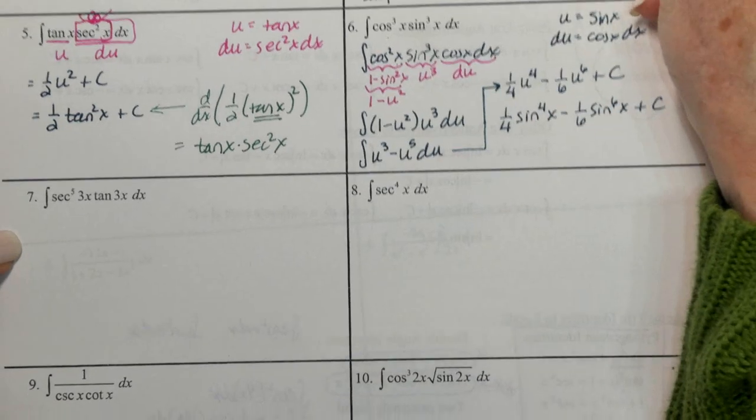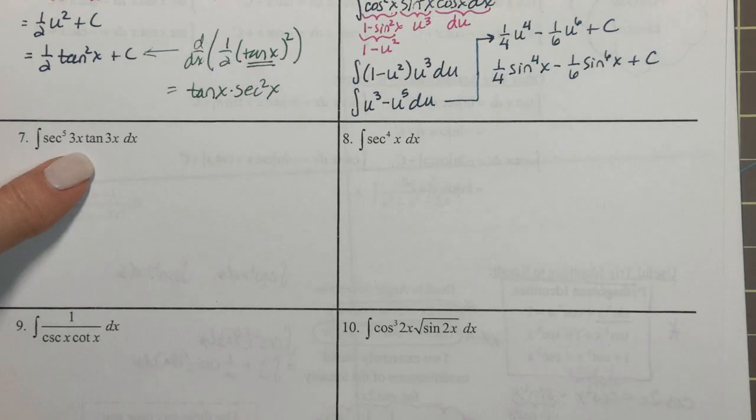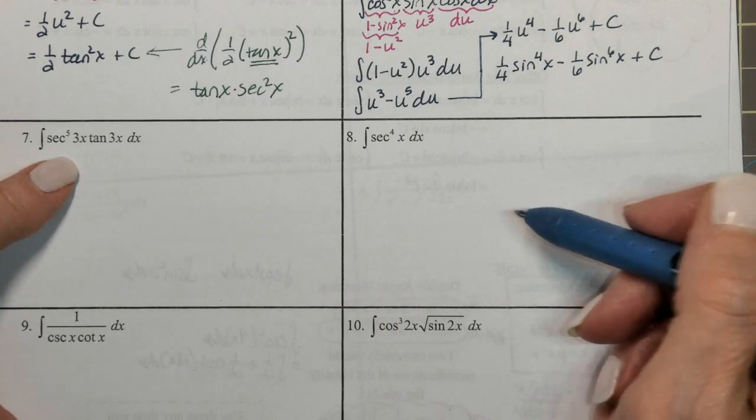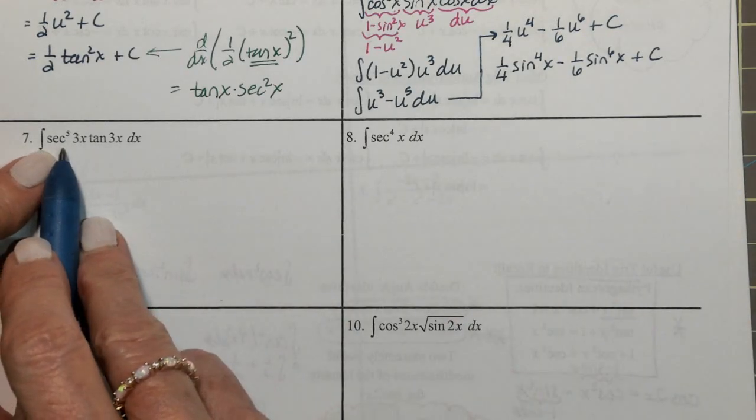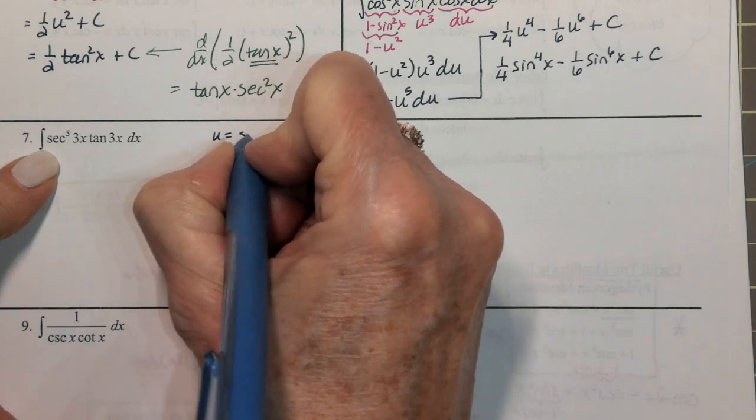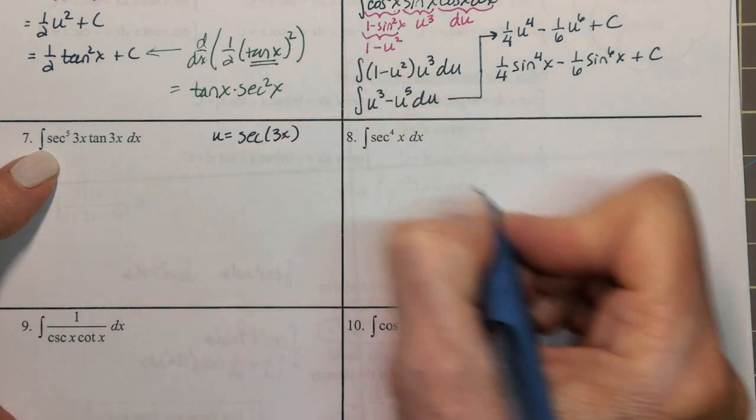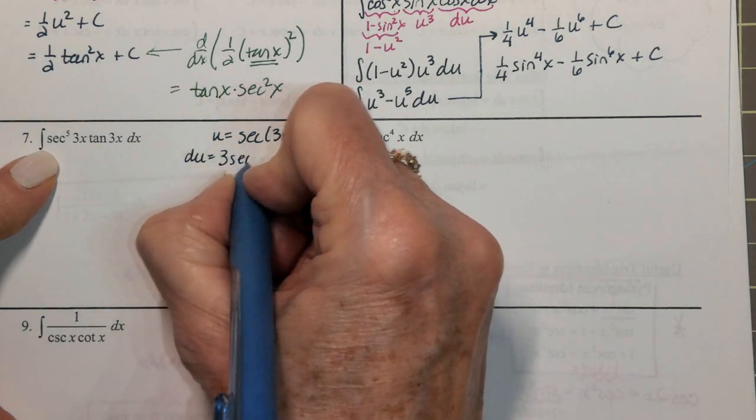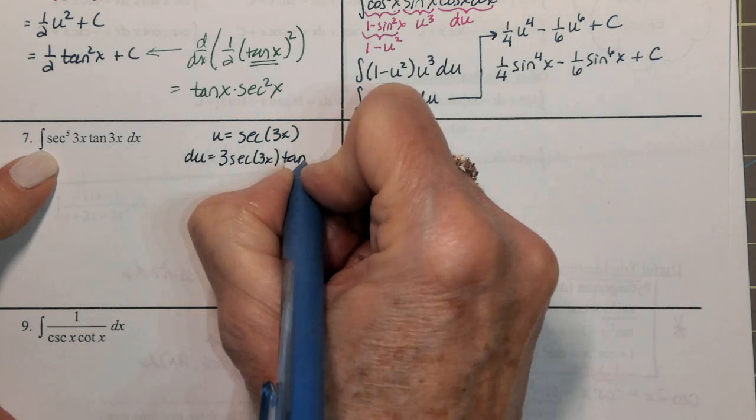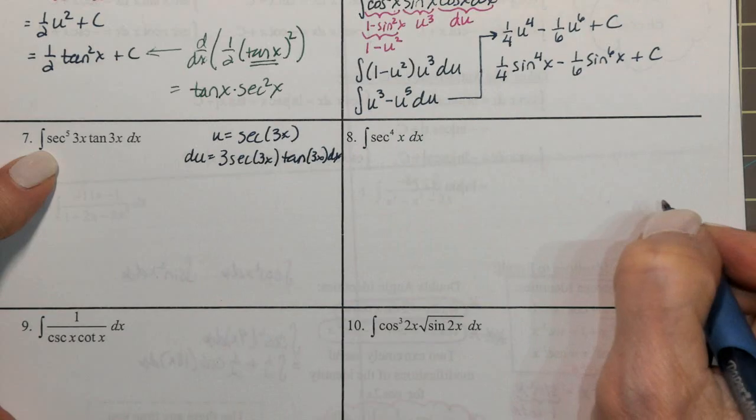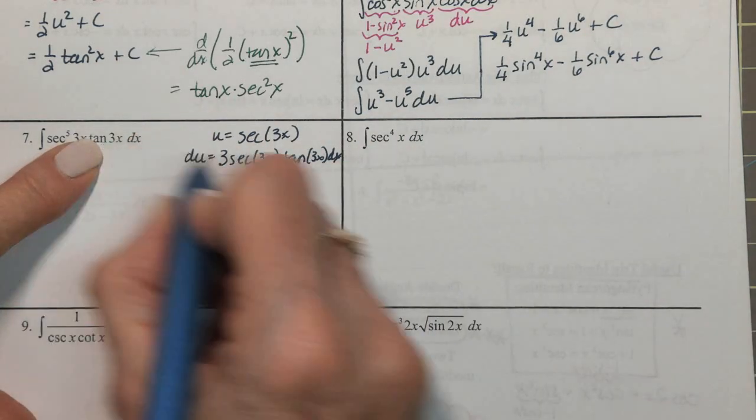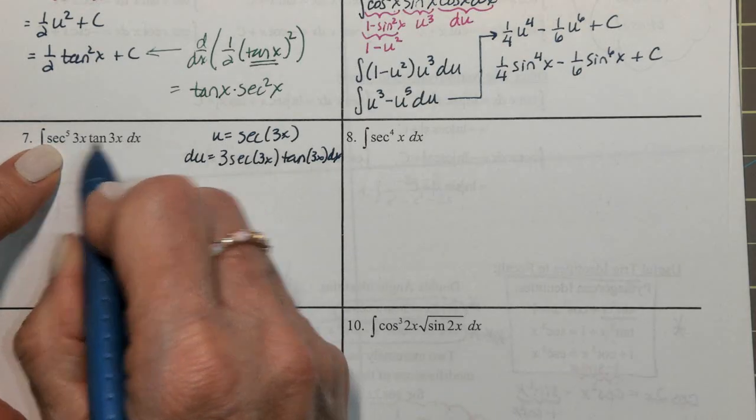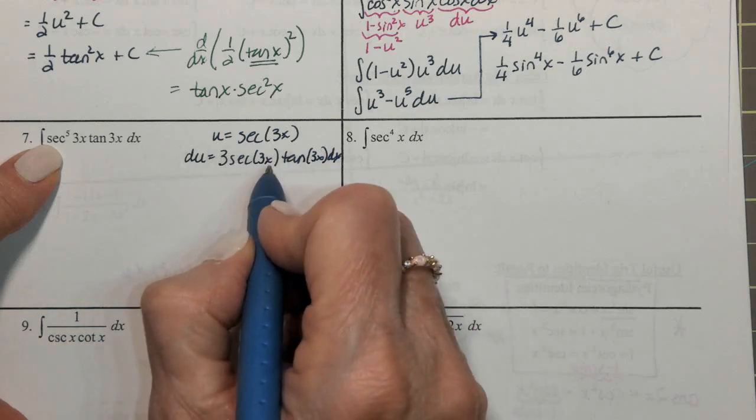Number 7. Okay, again, in class I let kids brainstorm a little bit. Most said let u be a secant of 3x. So let's let u be a secant of 3x. If we do that, then du is 3 secant 3x tangent 3x dx. Okay? We do have the tangent 3x. Do we have a secant 3x? If we pull 1 from these 5, we can put it over here to be our du, right?